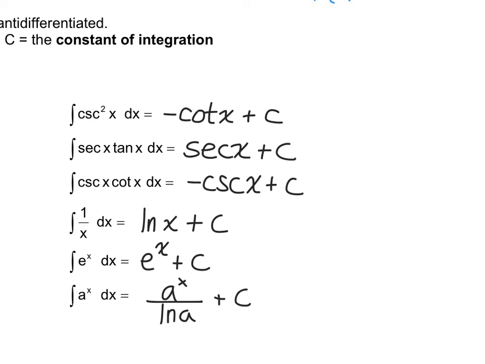All right, and again, something you could test out. Just make up an a value, 2 to the x. Okay, 2 to the x would have an antiderivative of 2 to the x over ln of 2. All right. So basic rules, all based off of prior knowledge.